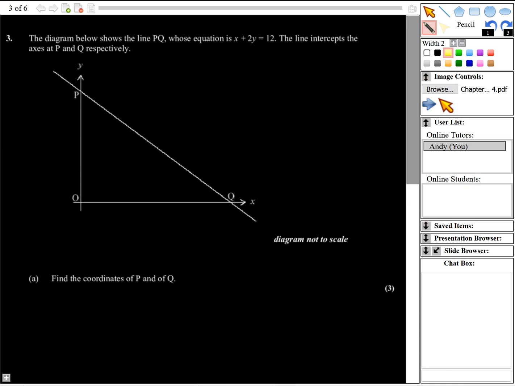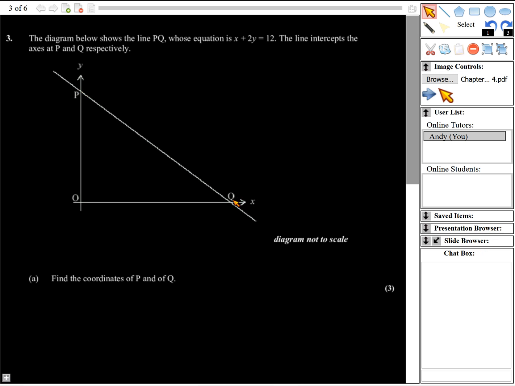All right, so let's look at question 3 next. It says the diagram below shows the line PQ whose equation is x plus 2y is equal to 12. The line intercepts the axes at P and Q respectively. So point P is here, point Q is here. And it says find the coordinates of P and Q.